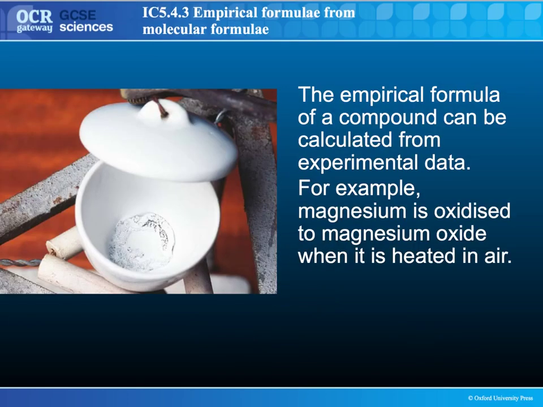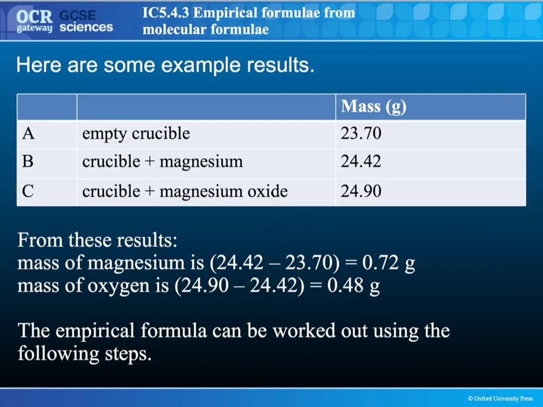So the first empirical formulas were calculated from experimental data, and this is the way that you need to be able to try and work out the empirical formula of a compound. For example, magnesium oxide forming from the oxidation of magnesium. So this is the set of results, some example results from an experiment where magnesium is oxidized in a crucible to form magnesium oxide. The mass of magnesium before the experiment was 0.72 grams.